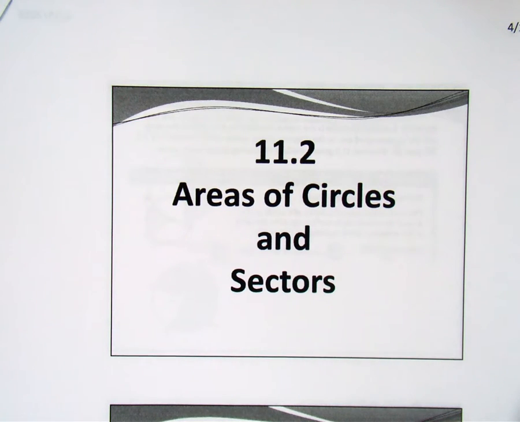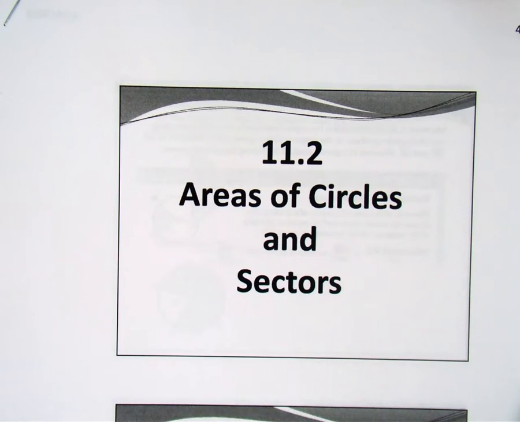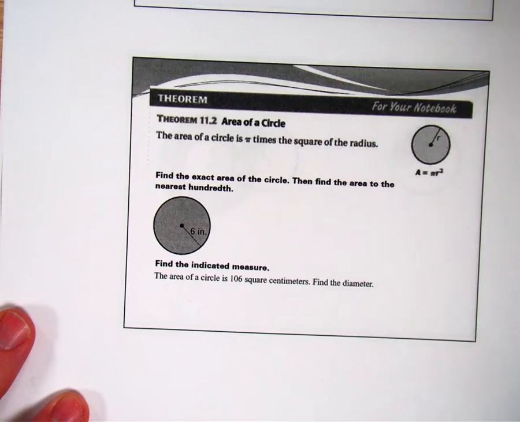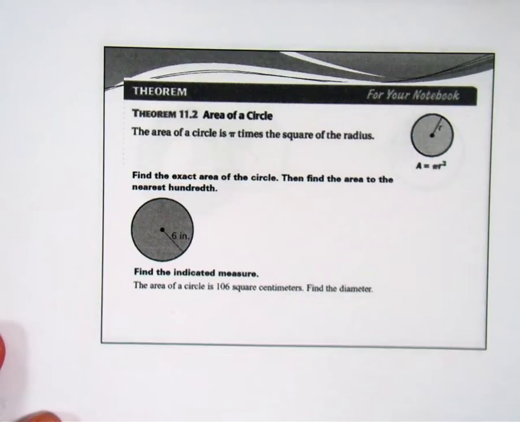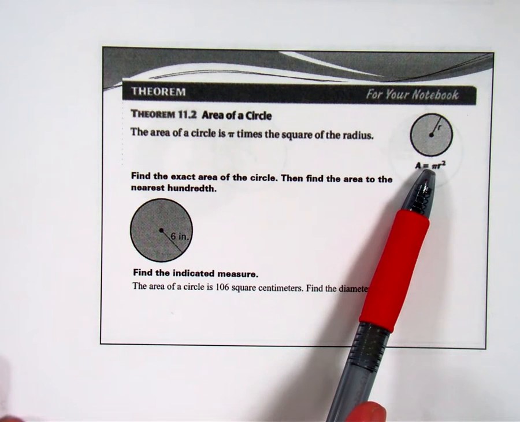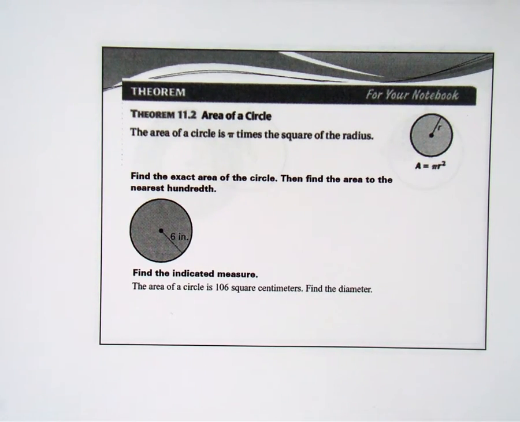Alright, geometry, here we are with areas of circles and sectors. Okay? And a sector is going to be a piece of a circle. It's like a slice of pie. So for the area of the circle, our formula is area equals pi times radius squared. Pi times radius squared, or pi r squared.